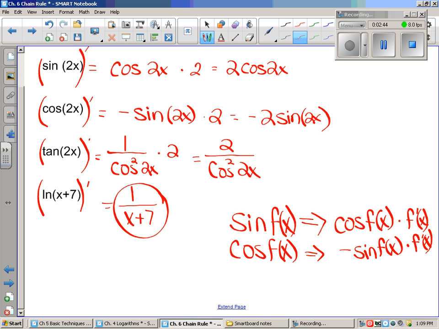So tell me, what then would be ln of f of x? What would that rule be? And that'll be the part that I'm looking for tomorrow when you come into class, in hopes that you can pick up on this chain rule.